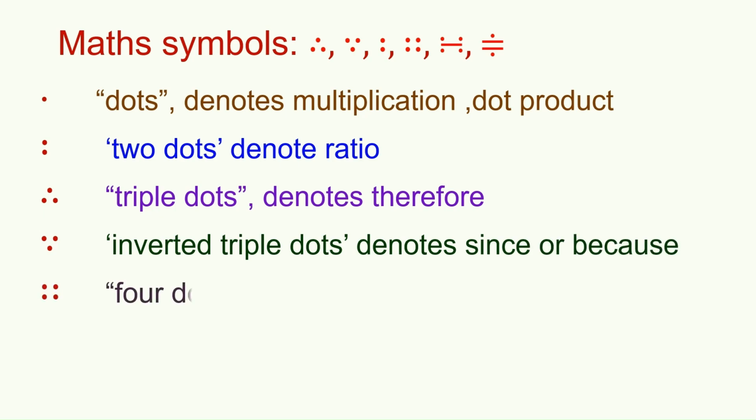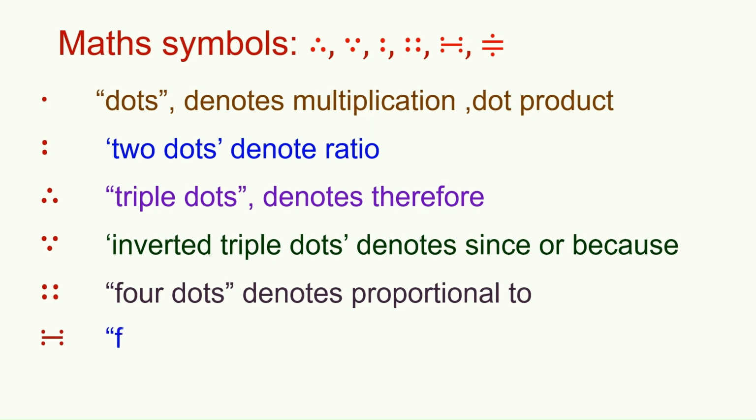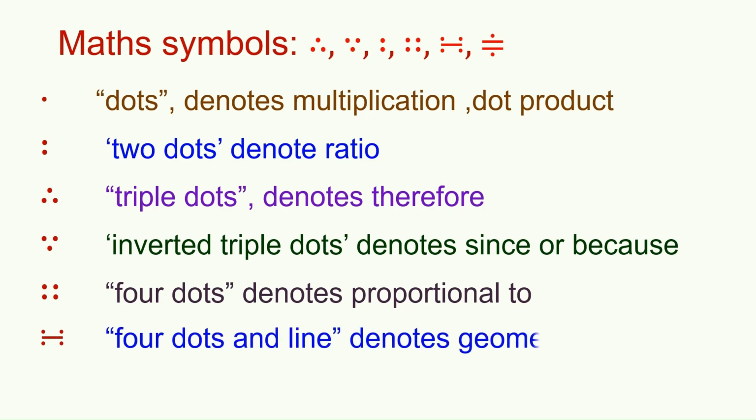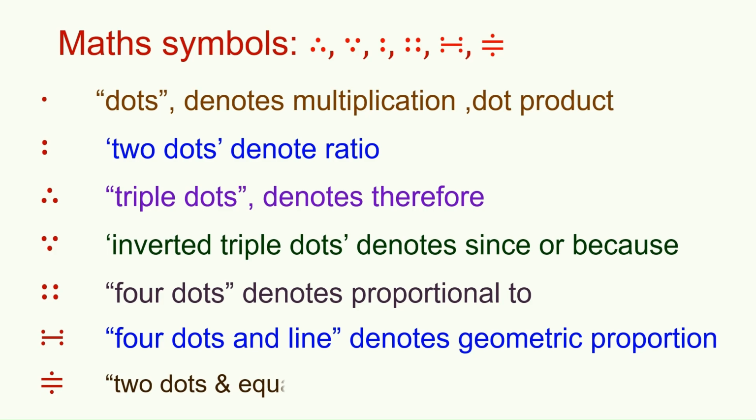Four dots or double colon denotes proportional to. Double colon with a line, four dots and a line, denotes geometric proportion. Double colon with double lines, two dots and equal to, denotes geometrical equality.